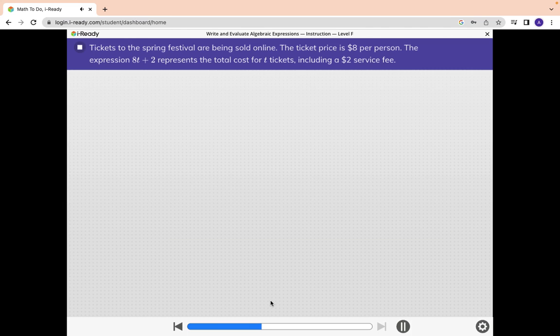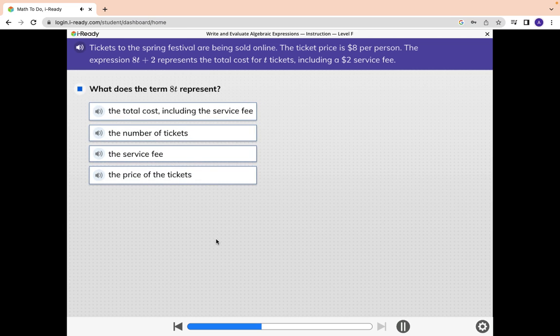Tickets to the Spring Festival are being sold online. The ticket price is $8 per person. The expression 8T plus 2 represents the total cost for T tickets, including a $2 service fee. What does the term 8T represent?